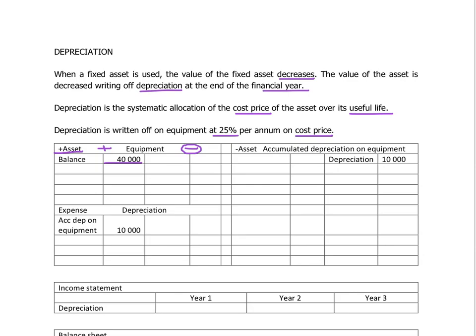Therefore, we open a separate account, accumulated depreciation on equipment, and this is my negative asset. These two accounts actually form a unit. The equipment is the debit side of my account, and the accumulated depreciation is the credit side of my asset account that will reduce the asset.